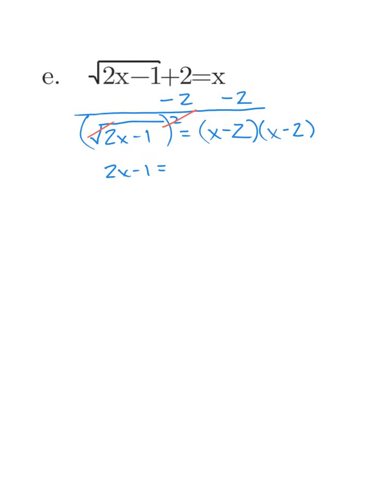On the right, if we FOIL, firsts, we get x squared. Outsides, we get minus 2x. Insides, we get minus 2x. And lasts, we get plus 4. I'm going to go ahead and simplify. We can combine our like terms, which gives me x squared minus 4x plus 4.